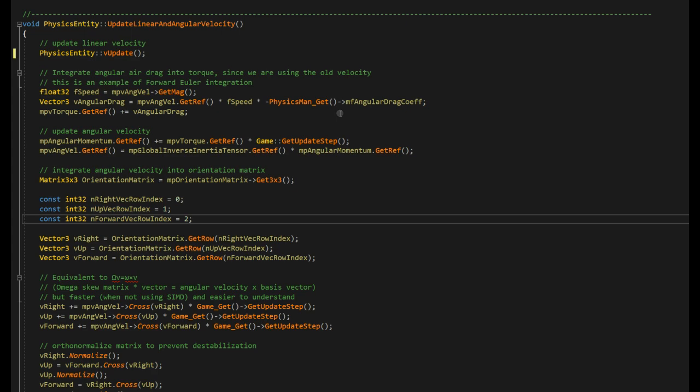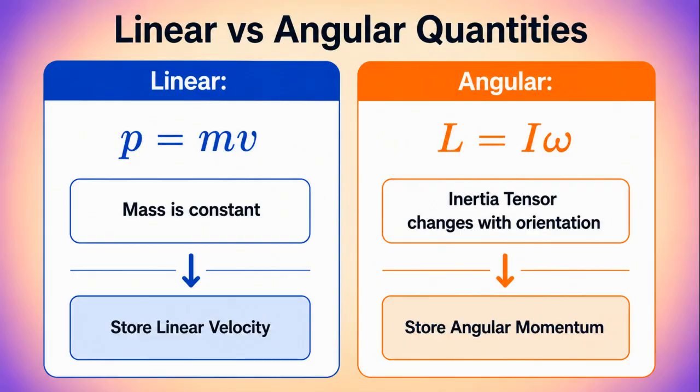After we have integrated the drag into the torque, we integrate the torque into the angular momentum. You might be wondering why for linear motion we derive acceleration from force and mass and then integrate it into velocity, whilst for rotational motion we integrate torque into angular momentum and then derive angular velocity. For linear motion, mass is assumed to remain constant, so velocity and momentum are directly proportional. For rotational motion, the inertia tensor changes relative to the world as the entity rotates, so we need to keep track of angular momentum and derive angular velocity each frame.